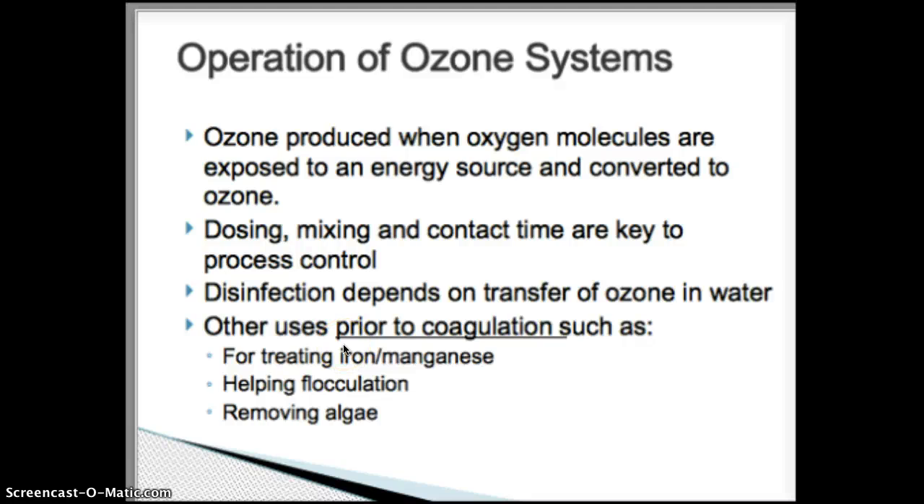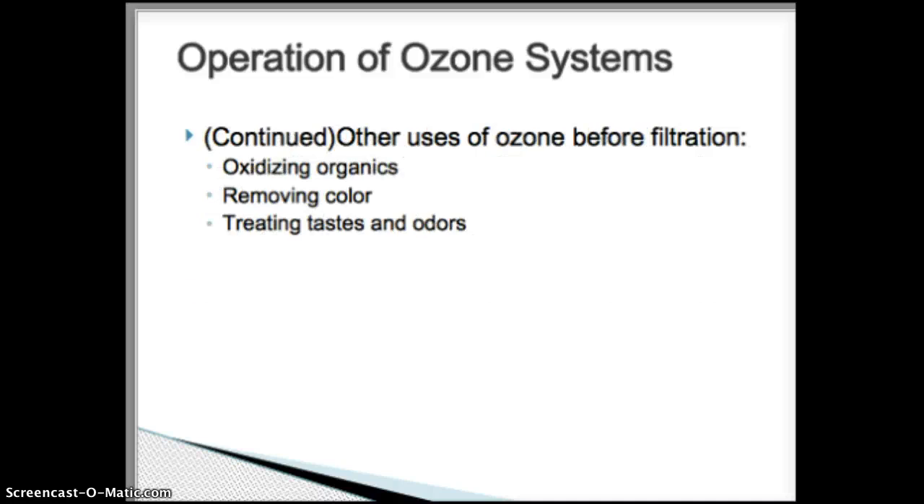The operation of ozone systems. Ozone is produced when oxygen molecules are exposed to an energy source and converted to ozone. Dosing, mixing, and contact time are key to this process control. Disinfection depends on transfer of ozone in water. Other uses for ozone prior to coagulation could be treating iron and manganese, helping with flocculation, and removing algae. And there are other uses of ozone before filtration: oxidizing organics, removing color, treating tastes and odors.